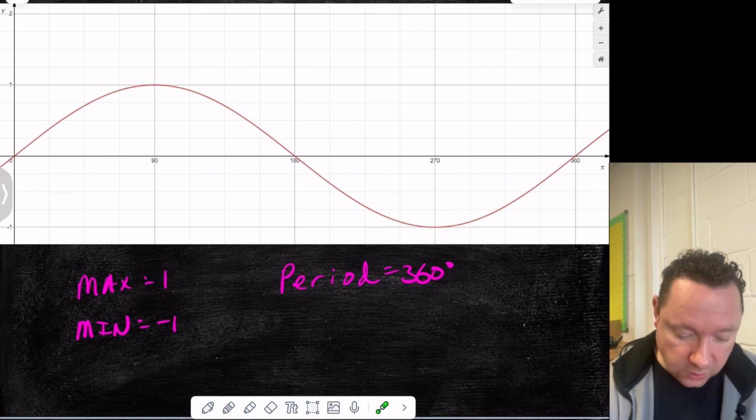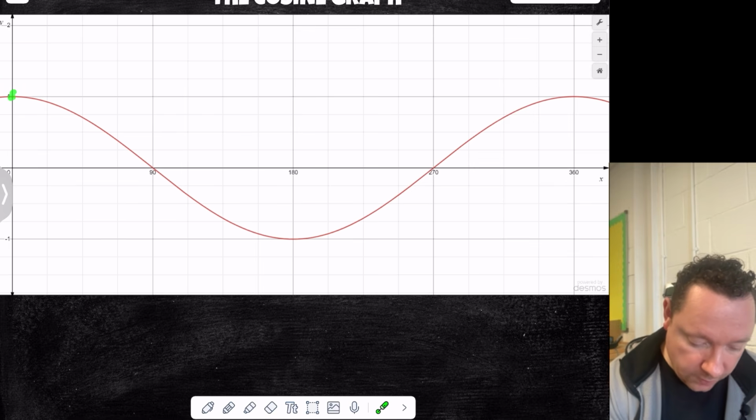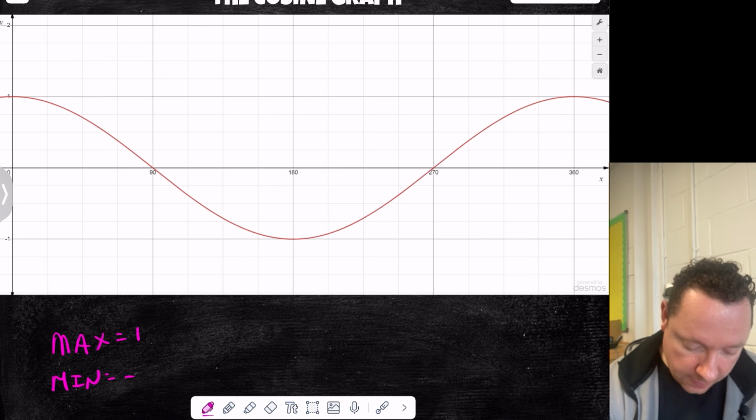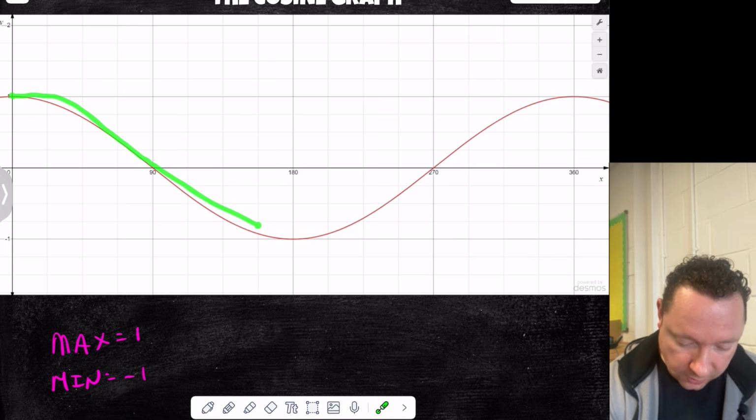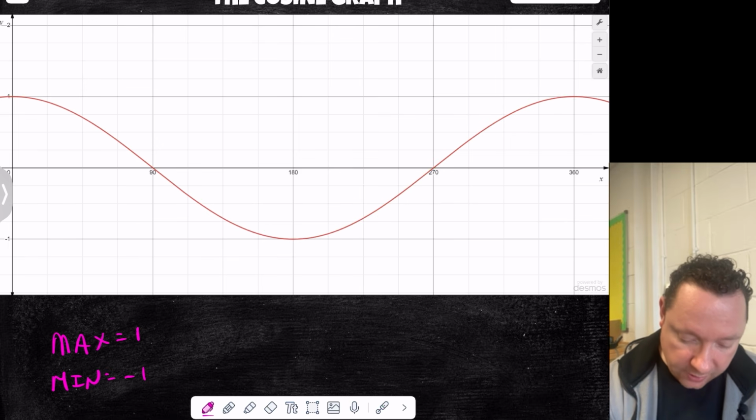Let's do the same for the cosine graph. Well, the cosine graph starts at 1 and goes to -1, so its max is still 1, and its min is still -1. But this time, it starts at 1 and drops at 90 to 0 and then down to -1, turns back around to 0 at 270 and back up at 360 is back to 1. The period of this graph is still 360 degrees.